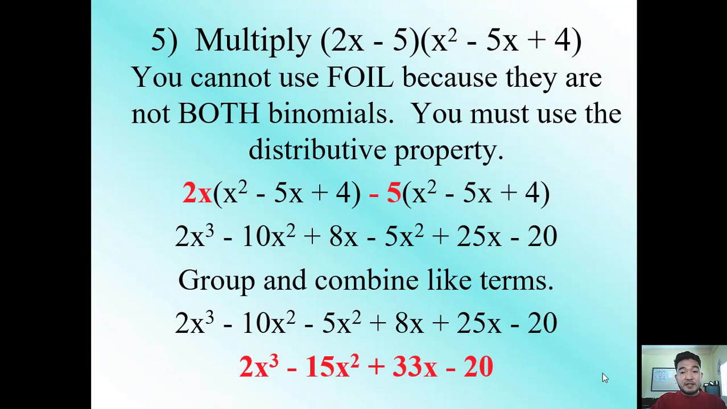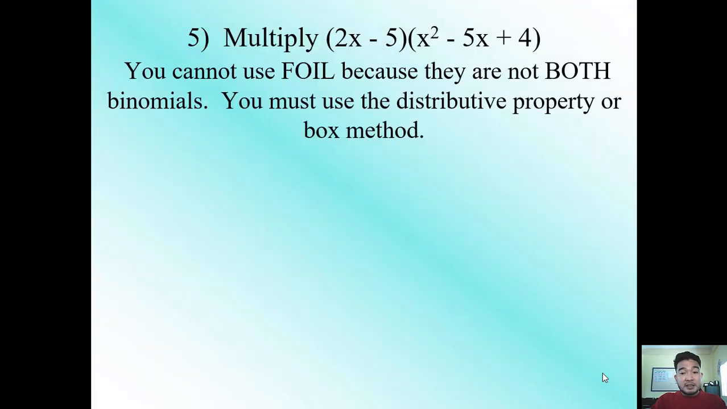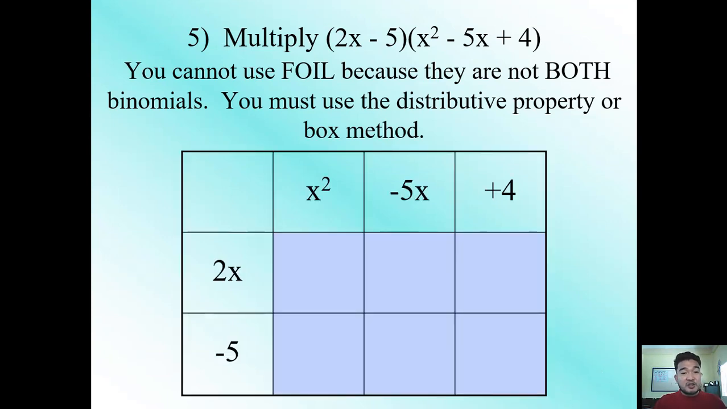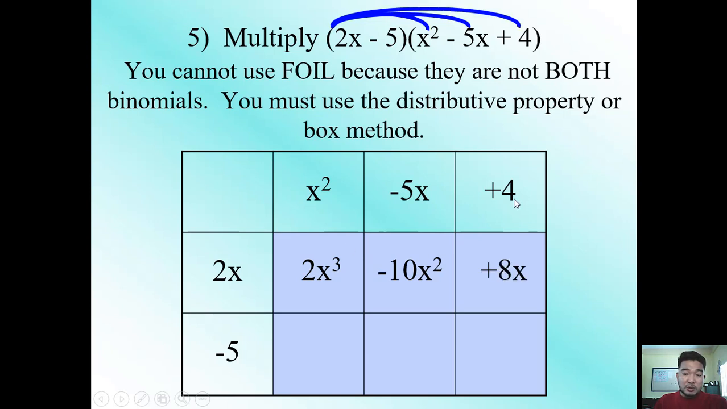Okay, so we will have the same problem, but this time we'll be using the box method. So sinulat natin yung x squared minus 5x plus 4 sa taas, then 2x minus 5 dito sa side. So we multiply x squared times 2x. Yan, so you will have 2x cubed, and then 2x times negative 5x is negative 10x squared. Then 2x times 4 is equal to 8x.